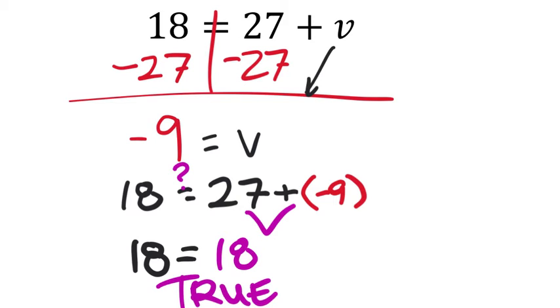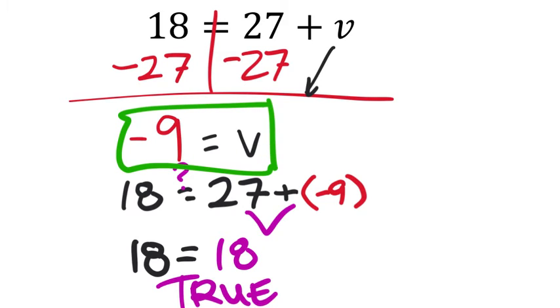Since that is true, I can go back up to my original solution. Remember, a solution makes the original equation true. It made the original equation a true statement, and now I know that this is the solution. So I can box that in with a lot of confidence, actually.